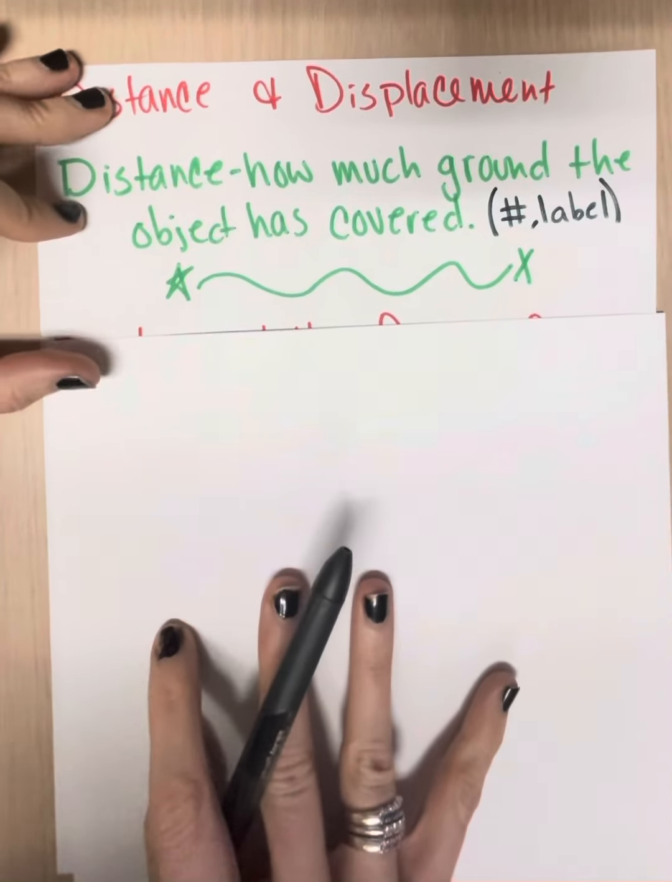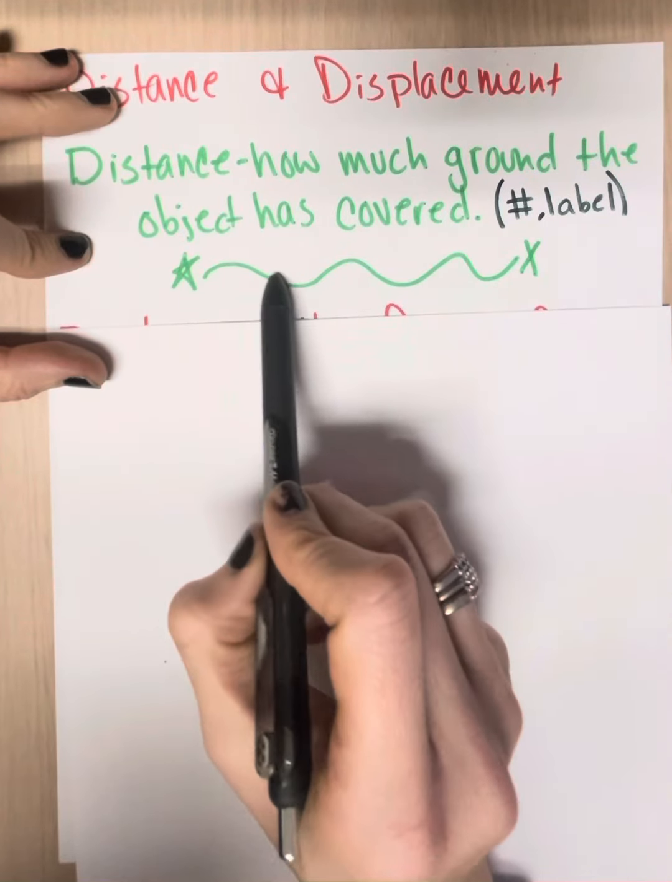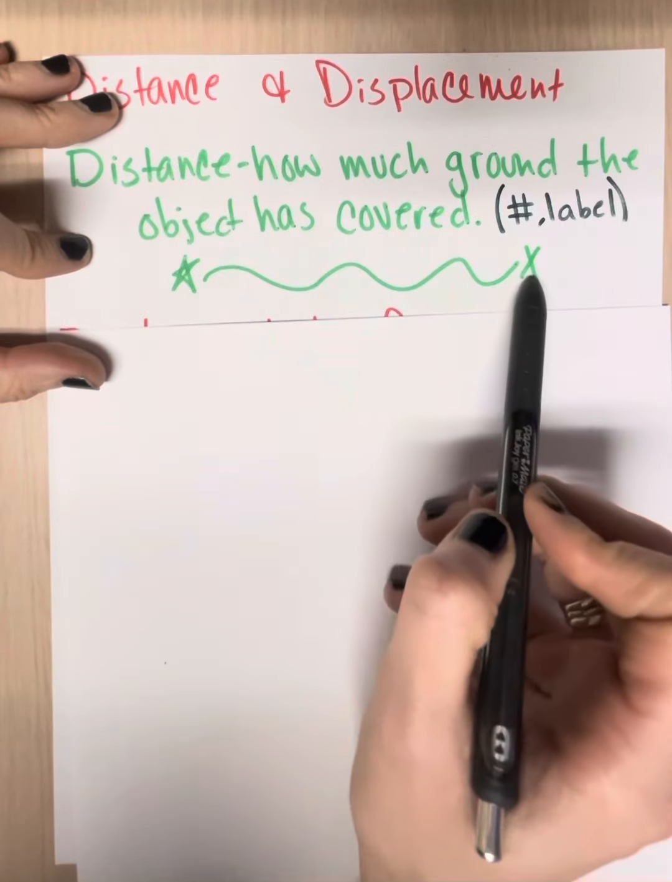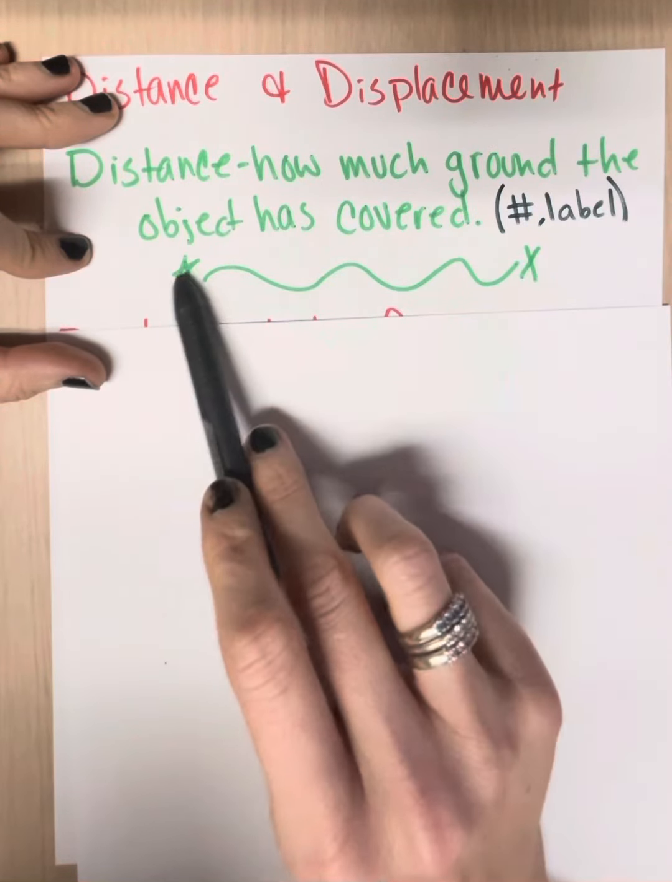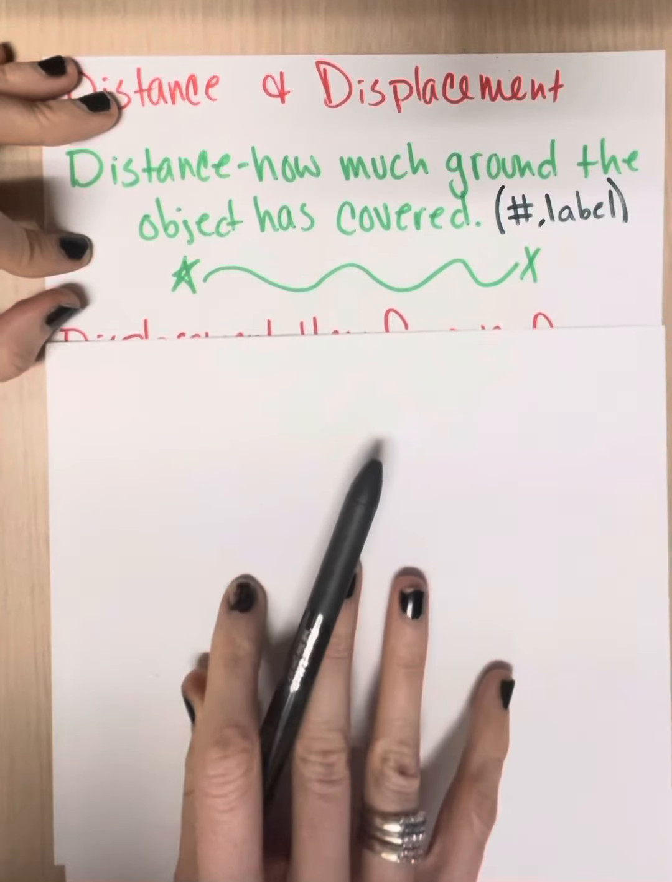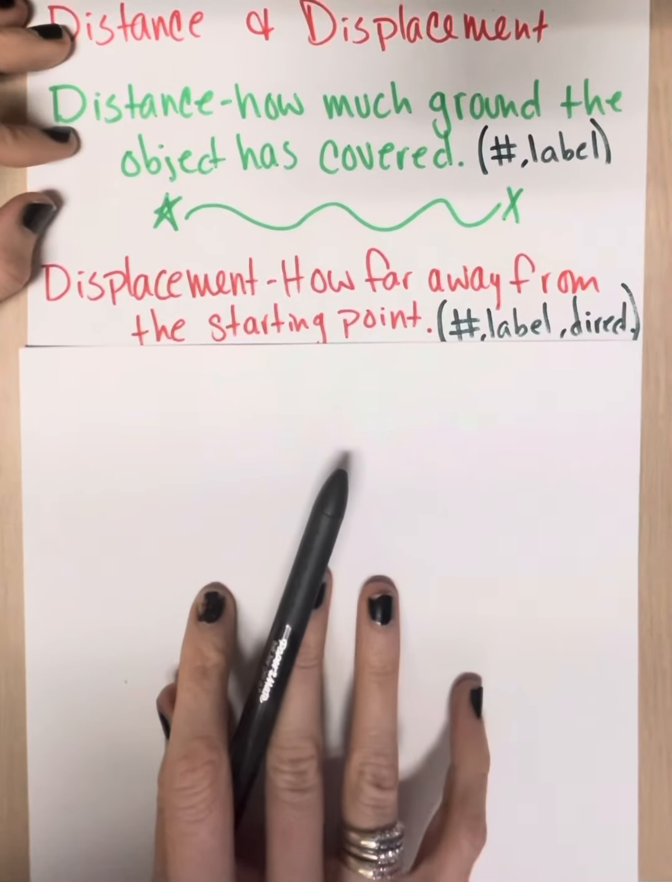Next one is going to be our picture. So if we were to travel along the trail to get from our star, which is our starting point, and X, which is our ending point, that is how long the distance is if we were to stay on the trail. Going to our next one, we have displacement.